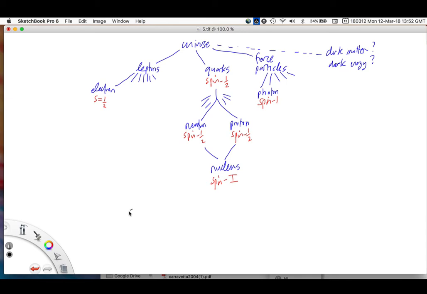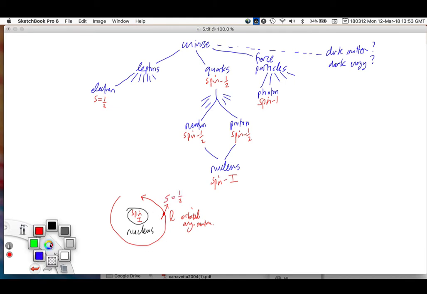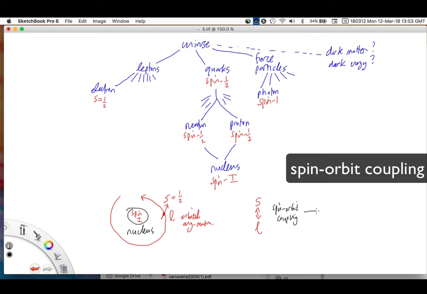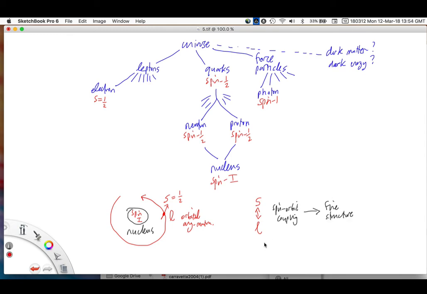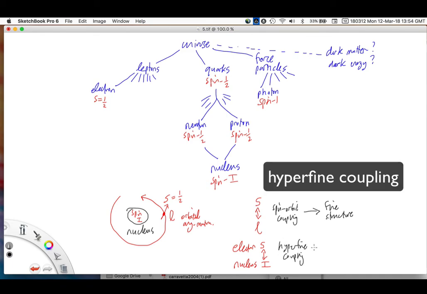So if we have a typical atom, we have a nucleus with its spin I. We have electrons orbiting around. They have orbital angular momentum L, and we have electron spin. And these sources of angular momentum may couple together. So the electron spin and the orbital angular momentum may couple together. That's called spin-orbit coupling. And as we've seen, this gives rise to phenomena including spectroscopic fine structure. The spin of the electron can also couple together to the spin of the nucleus. That effect is called hyperfine coupling. And it gives rise to even finer spectral structure, which is called hyperfine structure.